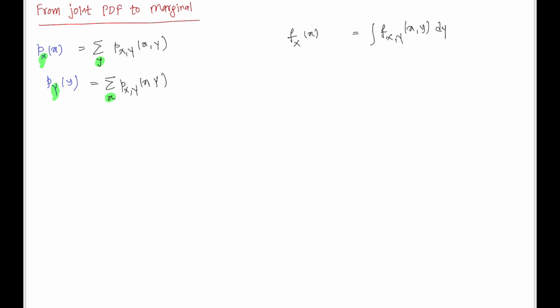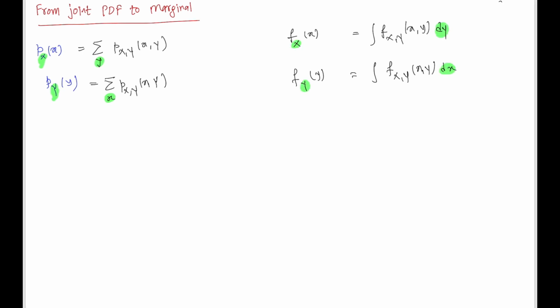So this integration will be with respect to y, in order to find the marginal PDF of this random variable x. Similarly, if we have to find the marginal PDF of this random variable y, in this case we will be integrating this joint PDF over whatever the range of possible values that x can take. So this integration will be over x, and then you will have the marginal PDF of this random variable y.